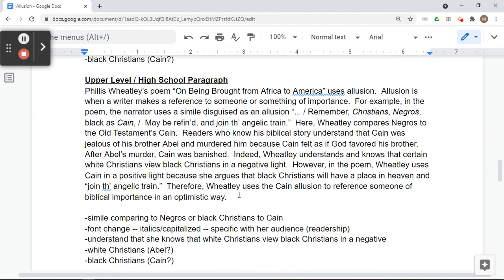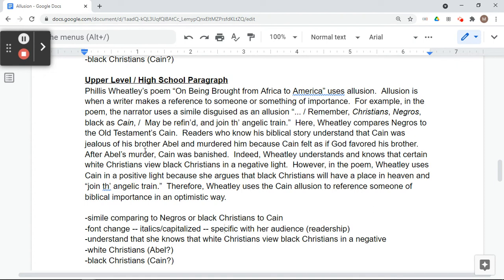Therefore, Wheatley uses the Cain allusion to reference someone of biblical importance in an optimistic way. And so in this case, I think this could work, but I almost want to bring in the font change or the italics, and that she's specifically referring to an audience. So here Wheatley compares Negroes to the Old Testament's Cain, and then we go into Cain's story.